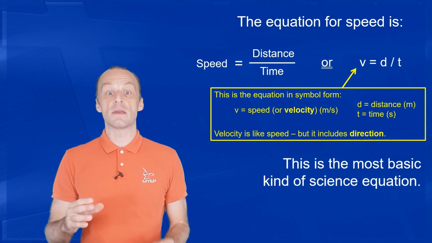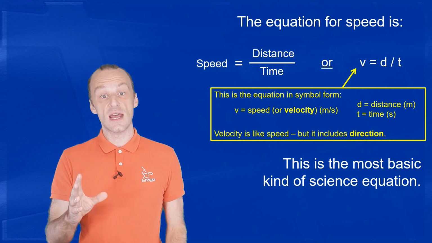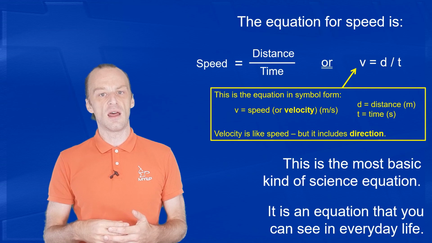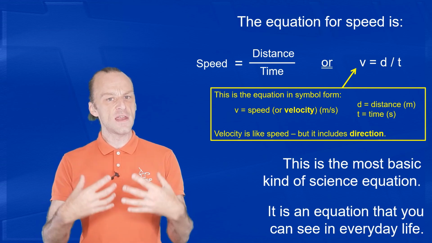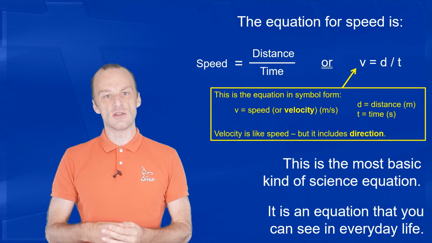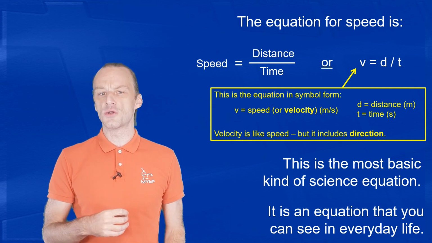This relationship is one of the easiest to understand because we see things move all the time in our everyday life, so we can really get a feel for what speed means and how we see it change. This is not always true in physics.